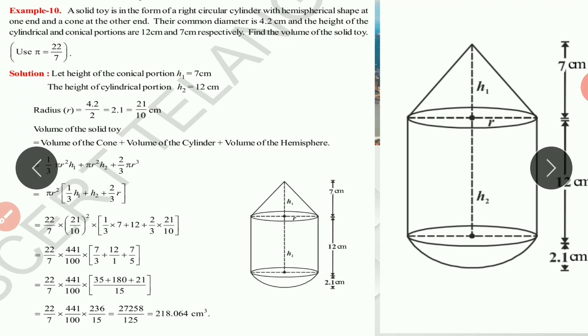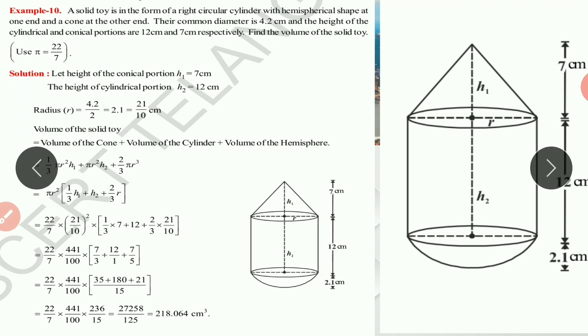See here, first of all, the toy is a combination of cylinder, cone, and hemisphere. See in this diagram. This cone and that cylinder both have heights. That's why I am taking two different heights, one is h1 and another one is h2.